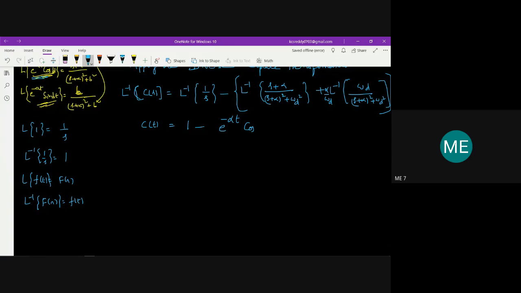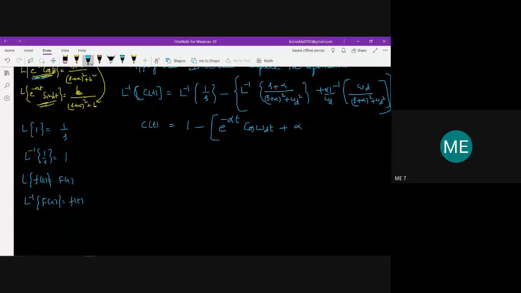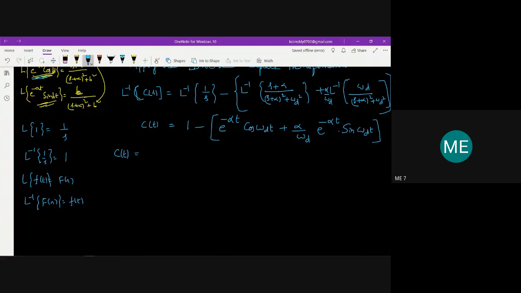Here b is omega d, so cos omega d into t. Then this is in bracket, right? So plus alpha by omega d into, this is in the form of b by ((s plus a) whole square plus b square), so this can be written as e power minus alpha into t, then sine omega d into t. So this is what we got. Now from this equation, C of t is equal to, I have taken the common e power minus alpha outside.